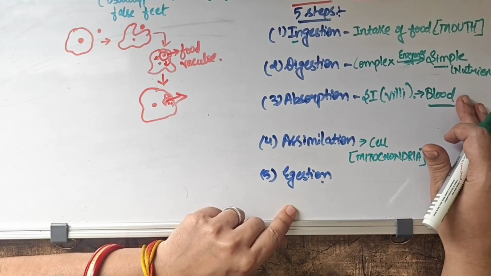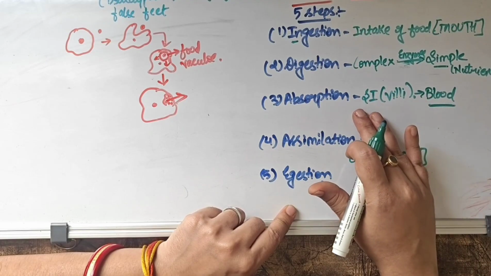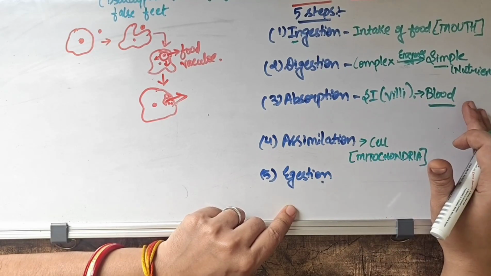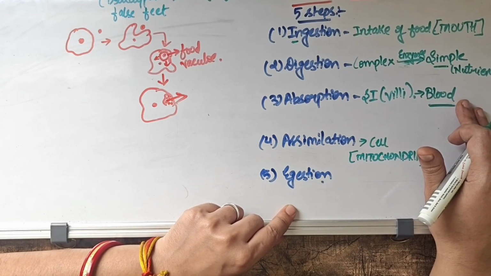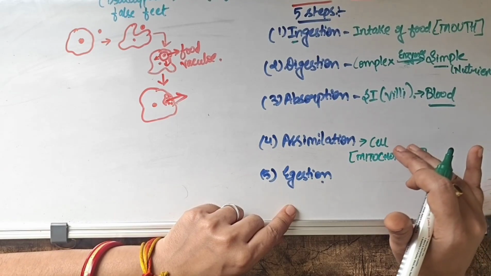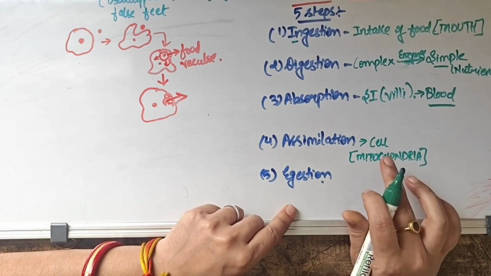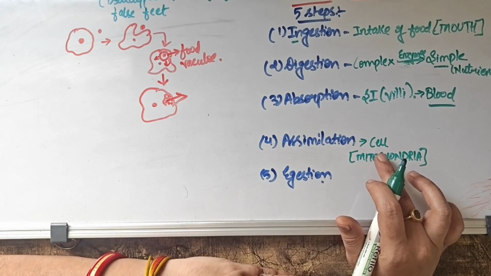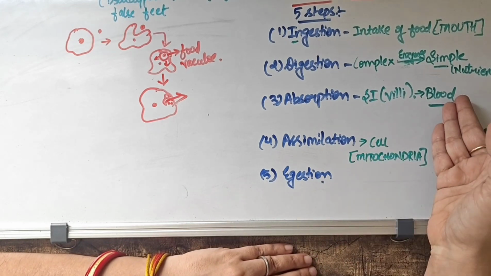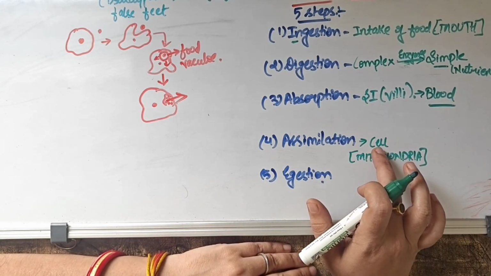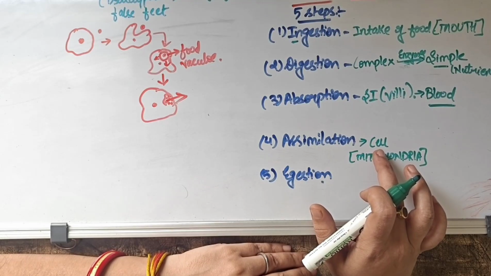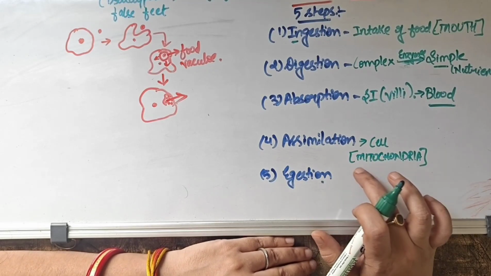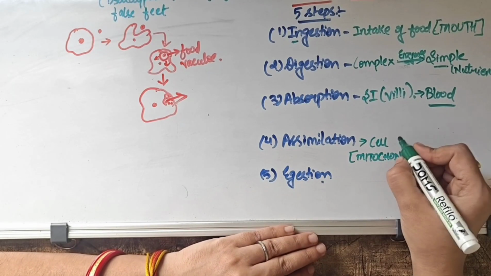Now what is happening here? Once your food has been digested, once it has been absorbed by your villi in the small intestine, and now these nutrients are there in your blood, now this blood is going to pass all these nutrients to different cells of your body. So imagine how many cells you have. You have millions of cells in your body. Now this blood is going to give all these nutrients to the cell, and what is the cell going to do? It will use this cell organelle which is mitochondria.